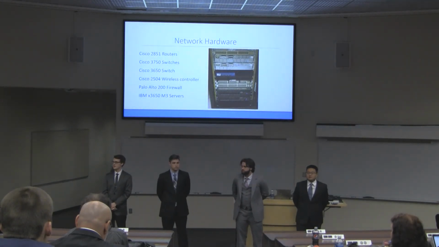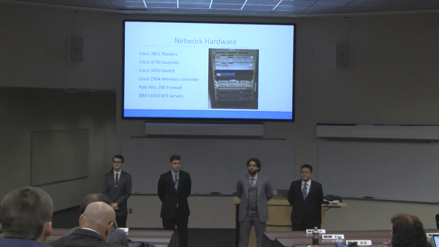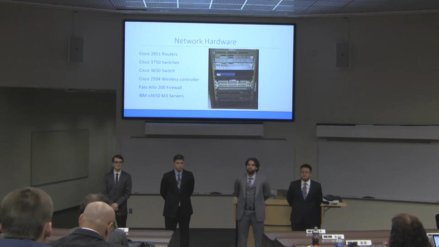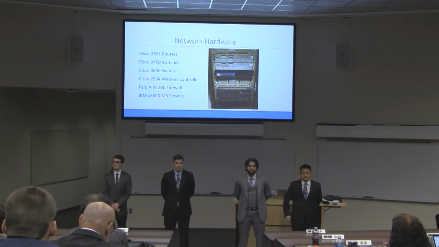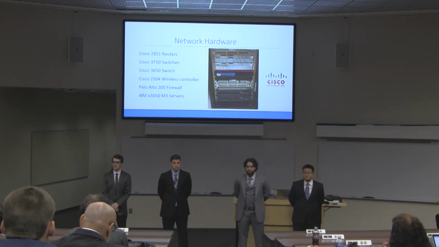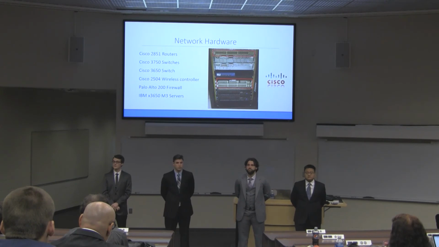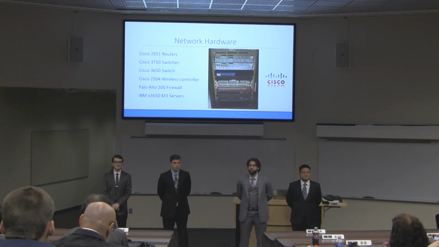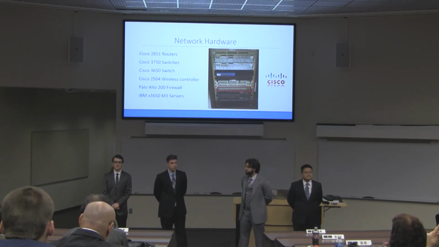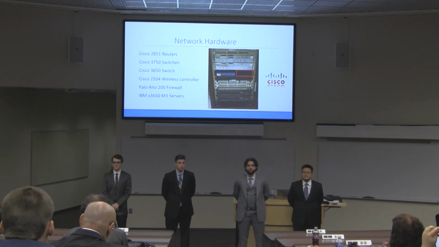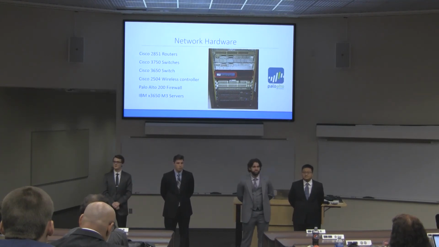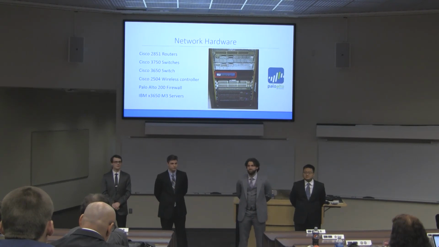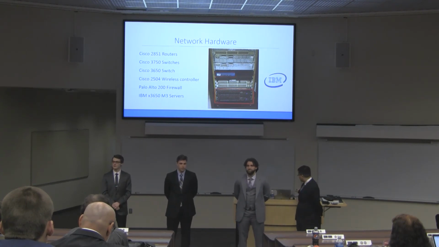Now, to make this proof of concept possible, equipment was lent to us by both Marshfield Clinic Information Systems and UW Stout. I'll go through some of that equipment now and how it lays out in our physical lab. So we have 2 Cisco 2851 ISR routers, 3 Cisco 3750 layer 3 switches, a Cisco 3650 layer 3 switch, a Cisco 2504 wireless controller, a Palo Alto 200 firewall, and 2 Cisco 3650 M3 servers.